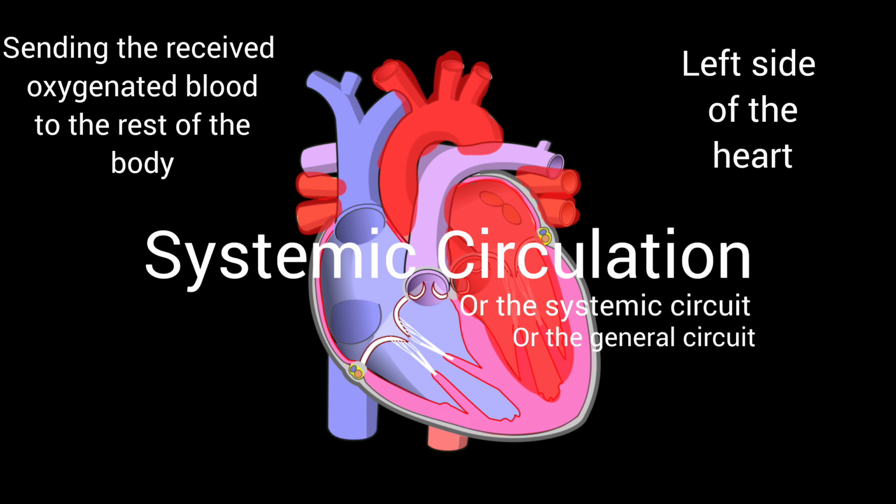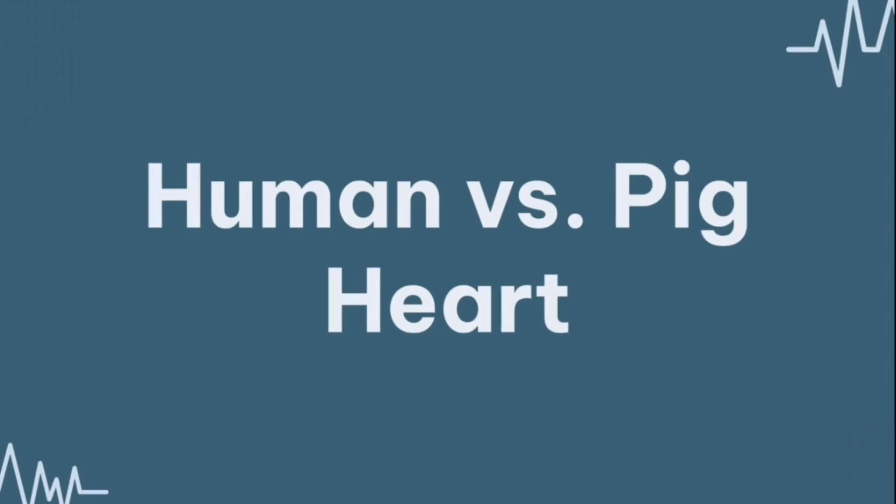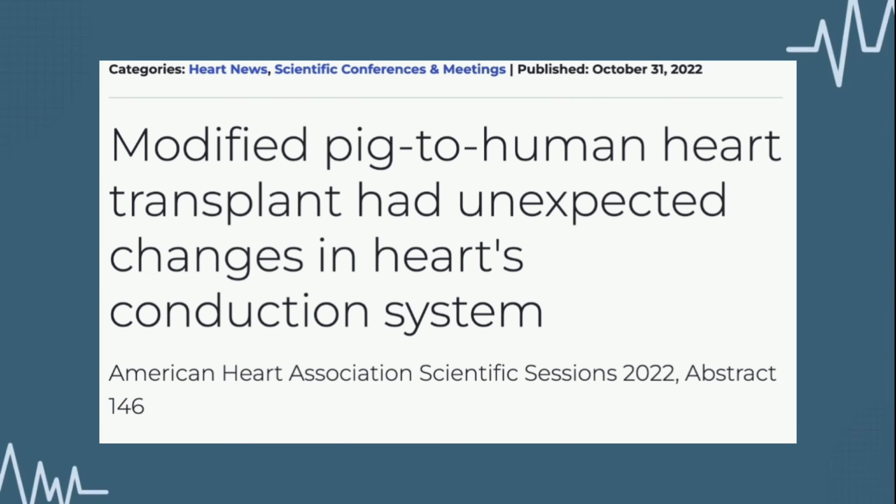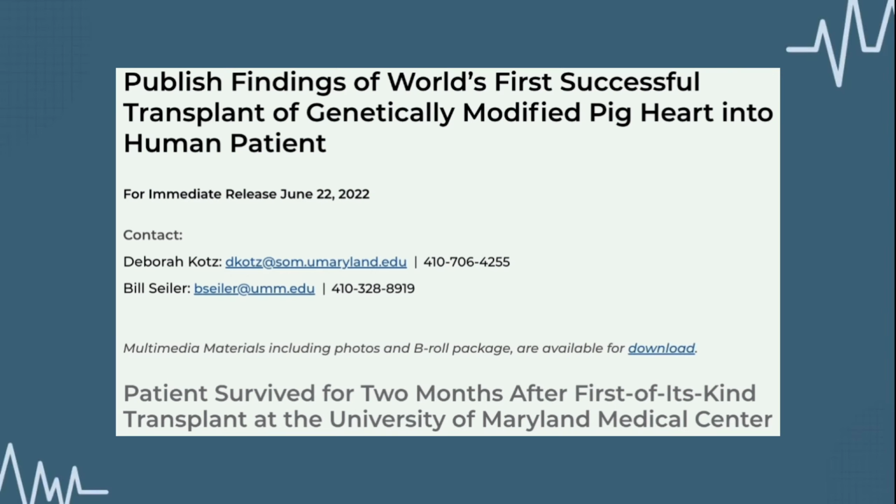Congratulations on reaching this part of the video. You are now officially done learning about the human heart. However, do you know which organisms have a cardiovascular system incredibly similar to that of our own? Pigs! There have actually been successful pig heart transplants in humans.